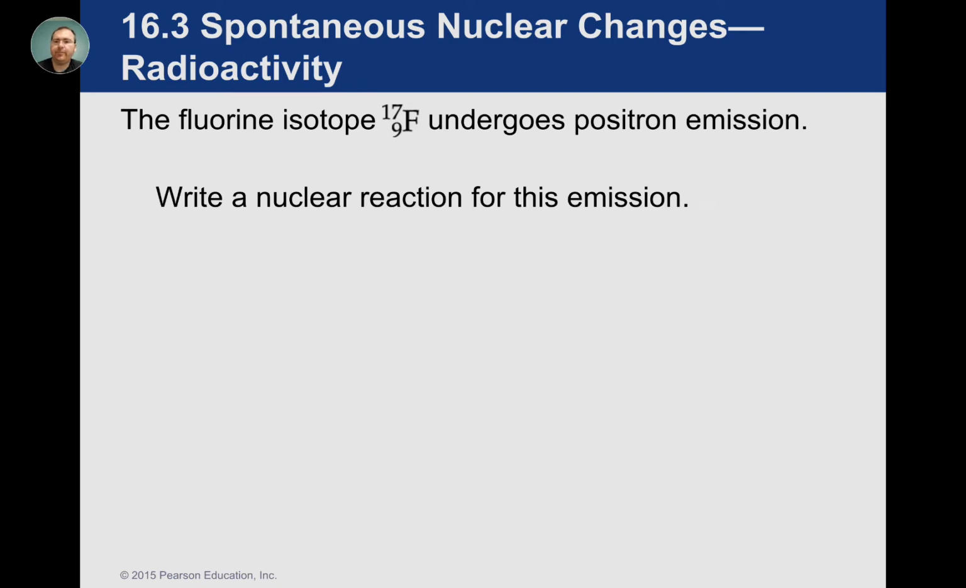So here's an example. We have fluorine isotope 17. So fluorine 17, and it undergoes positron emission. So let's try to write that out. Give ourselves a little practice writing it out. So we have fluorine 17 undergoes positron emission. Fluorine 17 is number 9 on the periodic table. If it undergoes positron emission, we have emission always on the right, so that's 0, positive 1, E.